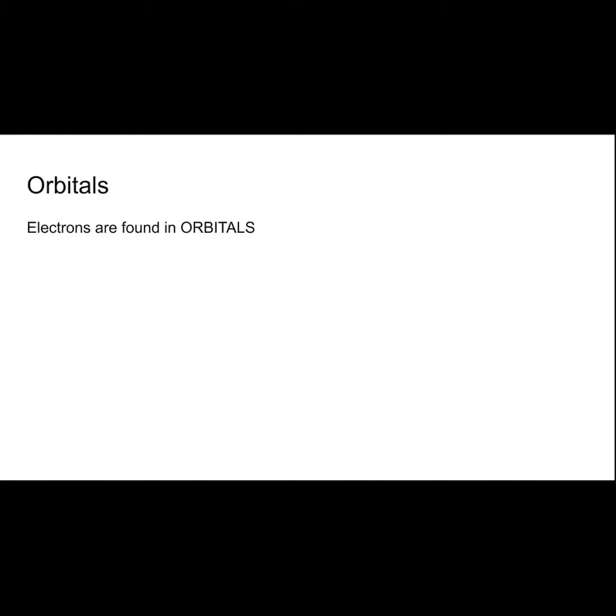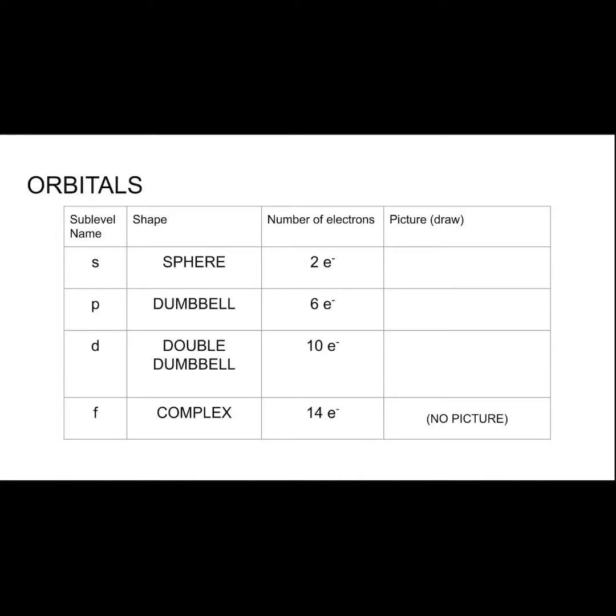Electrons are found in orbitals. Okay, so we've talked about electrons being in energy levels. Now we can explain that a little further and put them in sublevels and put them in orbitals. So here's my sublevel names. I have S, P, D, and F. And then it also gives you the shape of those orbitals and how many electrons are in each sublevel.